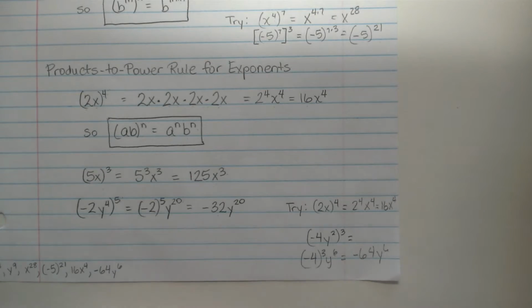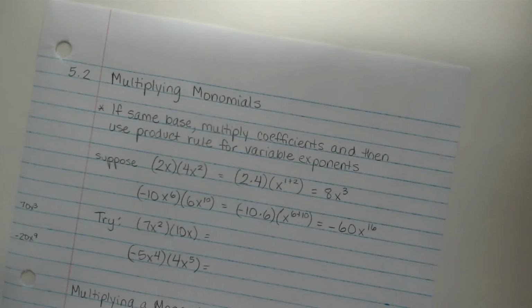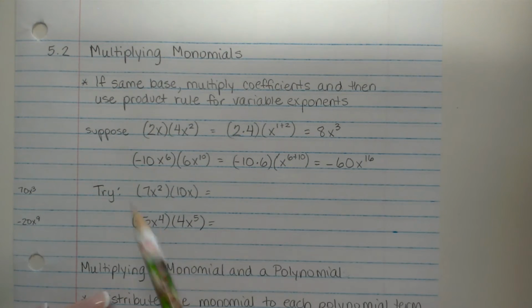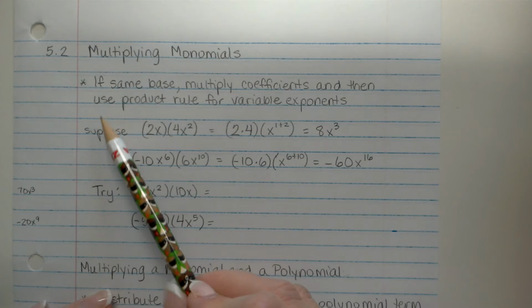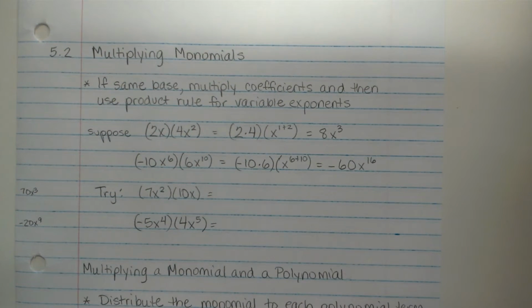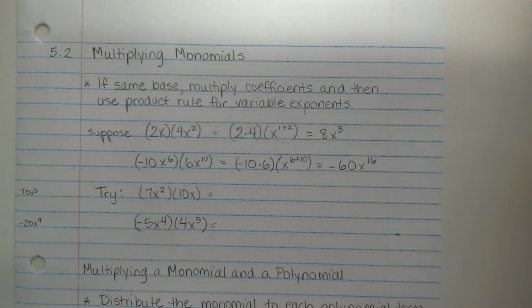Okay. All right, let's talk about multiplying polynomials real quickly, just to wrap up this last part of section 5.2. If you're multiplying monomials, monomial just means that you have one part of the term, which is what we've been working with. If it has the same base, just multiply the coefficients and use the product rules, okay?